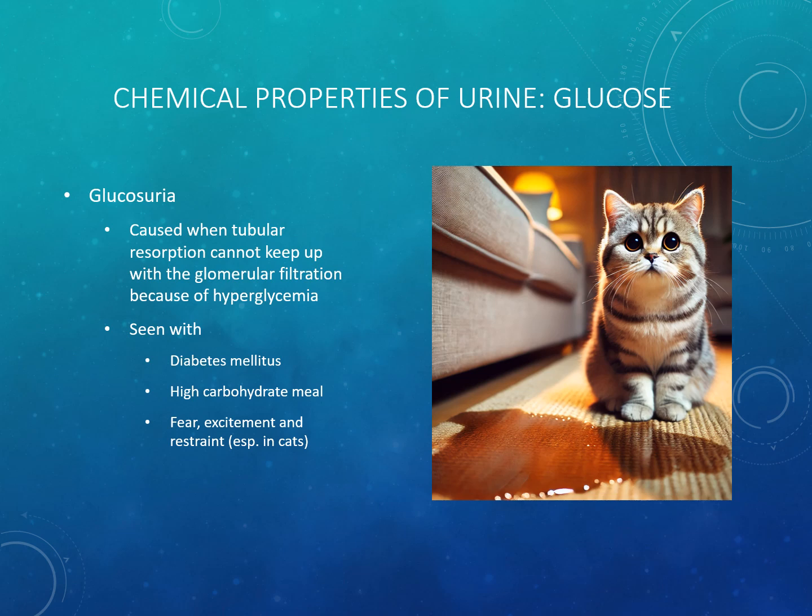And again, this is seen with diabetes mellitus, along with PUPD and inappropriate urination. It can also be seen if a patient just ate a high carbohydrate meal, and it can also be seen in cats. Their blood glucose goes up when they're stressed, like being restrained at the vet, for example.